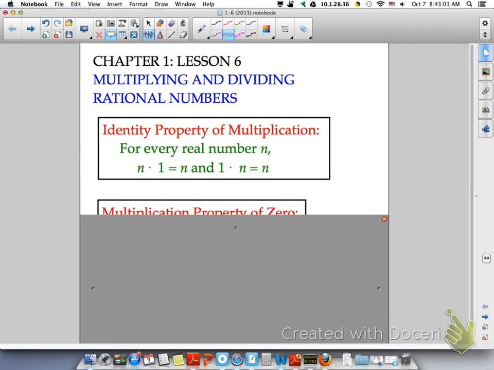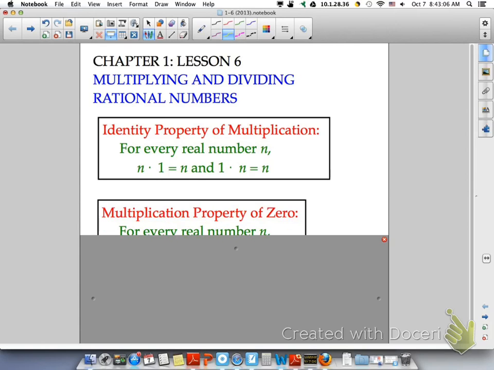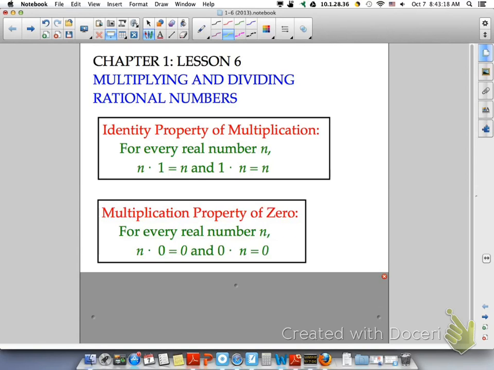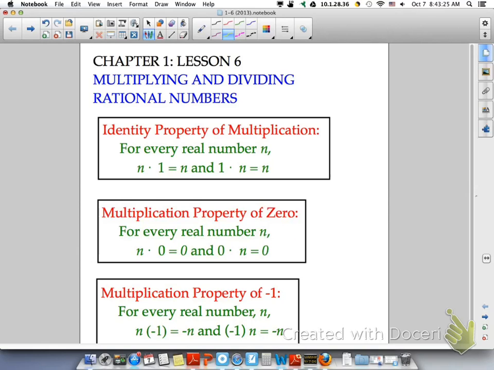What is the multiplication property of 0? Luca? Anything times 0. Any real number times 0 is 0. All right? So n times 0 equals 0, and 0 times n also equals 0.